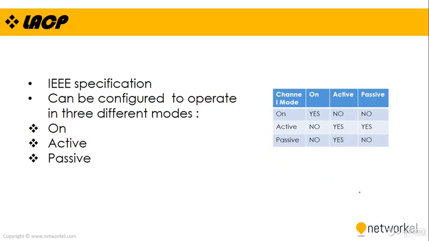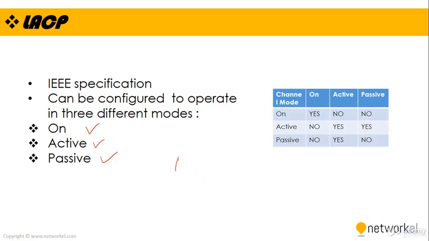Let's go ahead with the LACP. LACP is the IEEE specification which is used for creating EtherChannel and can be configured to operate in 3 different modes, and they are on, active, and passive. On mode activates the port as a channel member without the protocol. Active mode enables LACP unconditionally on the related interface, and passive mode enables LACP only when an LACP device is detected.